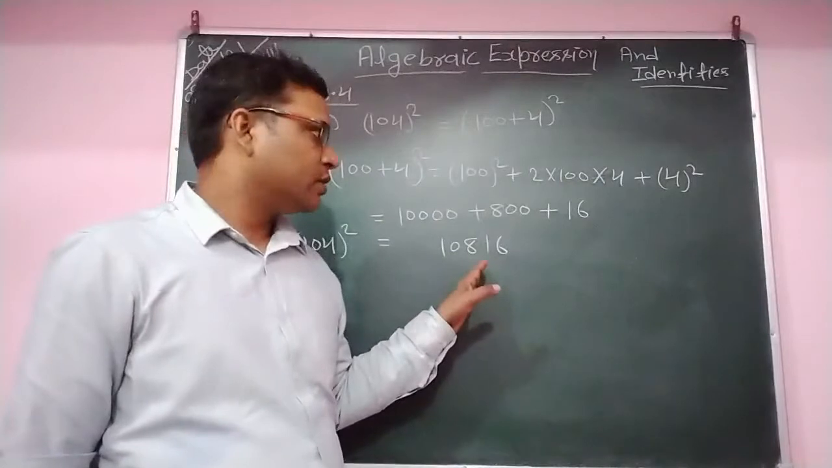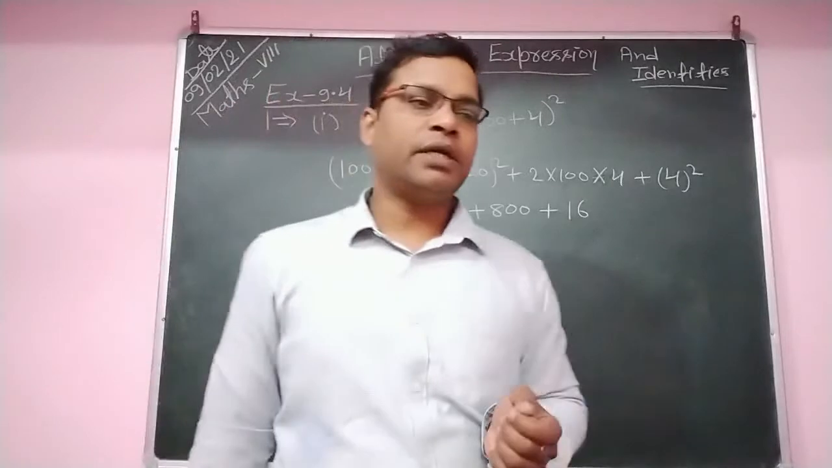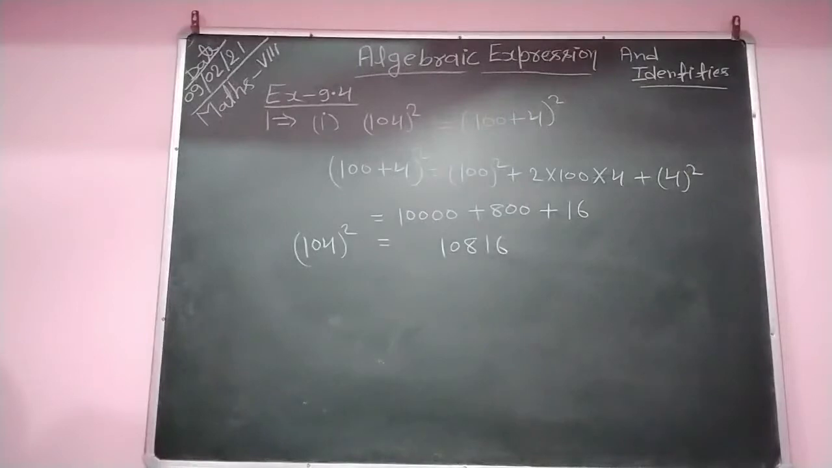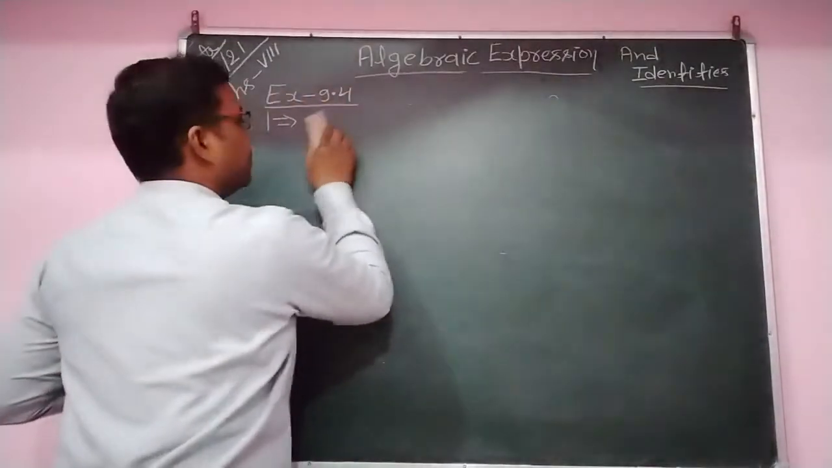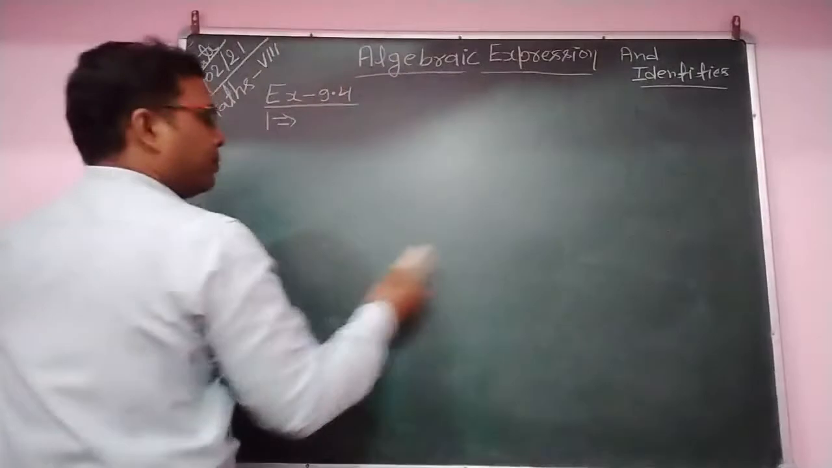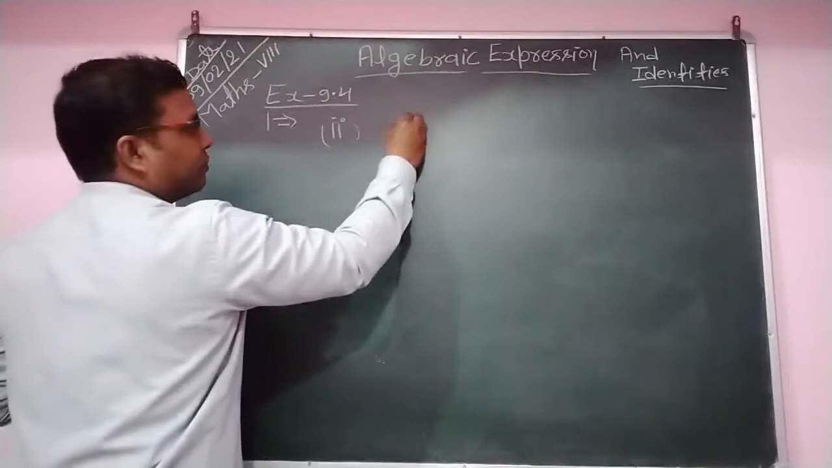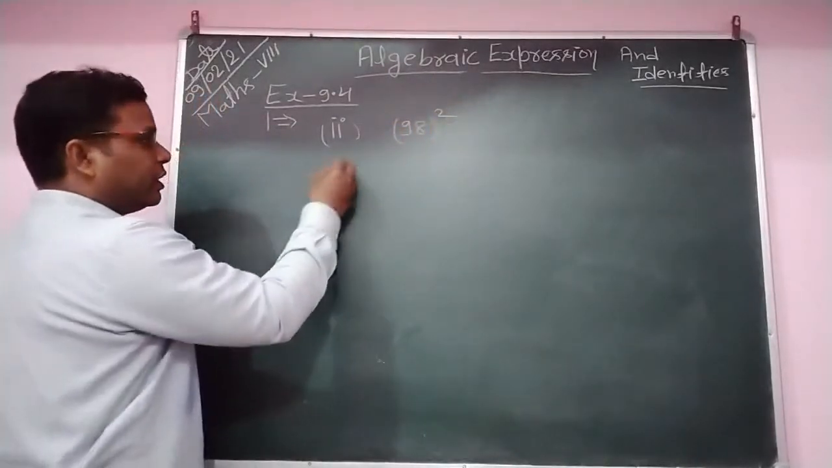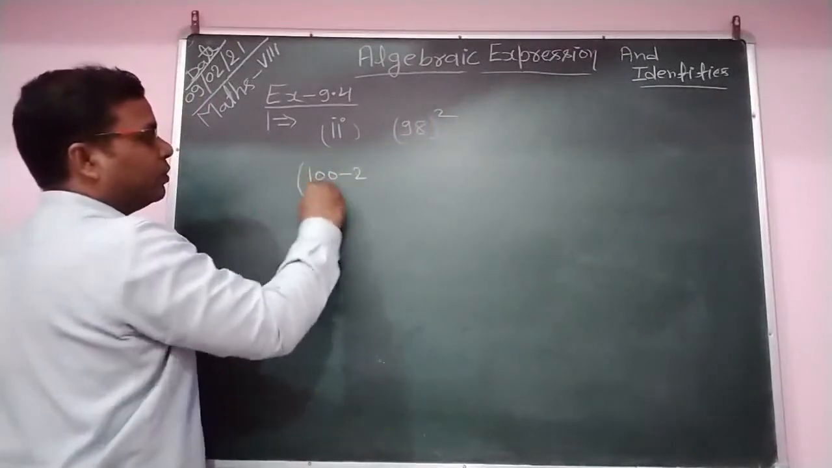This is clear. I hope all of you understood this question. Now we are going to discuss the next part of these questions. The next part is we need to find the square of 98. So here we write 98 is equal to 100 minus 2, and this is 98 whole square.